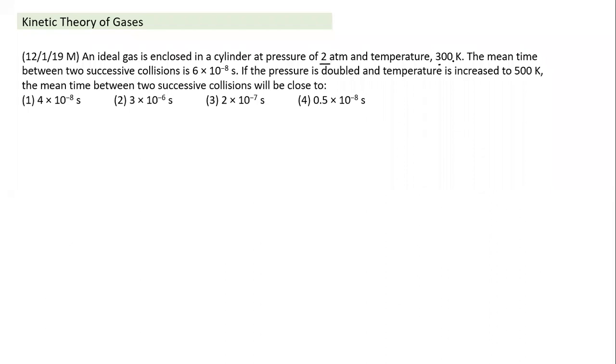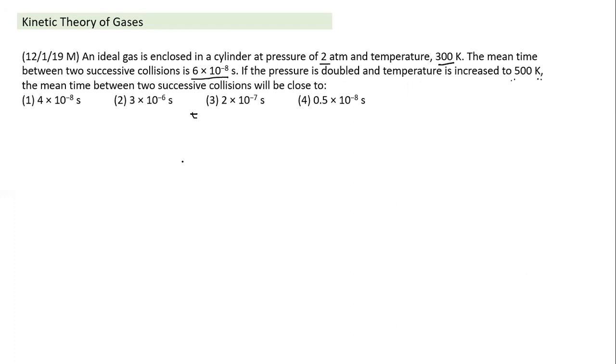Temperature is given, and the mean time between two successive collisions is given. So tau is given here. Pressure is doubled and temperature is also increased to 500. Pressure has been doubled and temperature has also changed. What will be the new mean time between successive collisions?